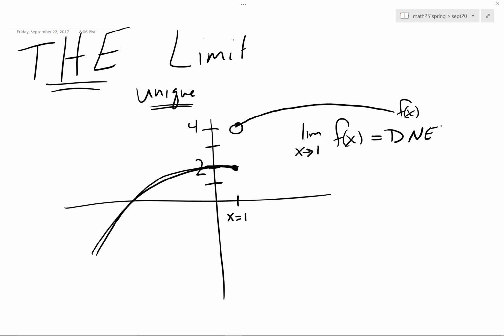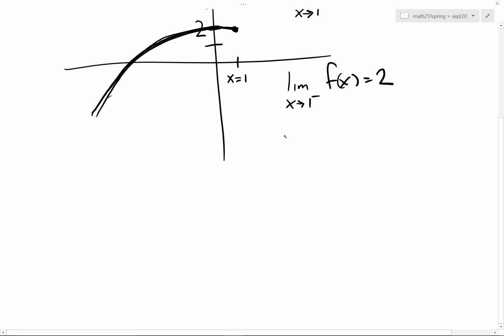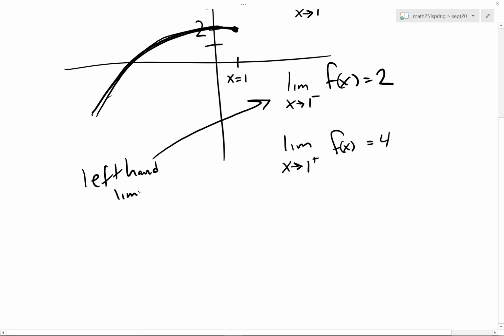However, if you take the limit as x approaches 1 from the left. Now, a little negative sign means from the left. So as you're coming from this direction, the y's appear to be approaching 2. Okay? And as you approach it from the right, they appear to be approaching 4. And so we're going to have some definitions. This guy right here is what we call the left-hand limit. This guy right here we call the right-hand limit.